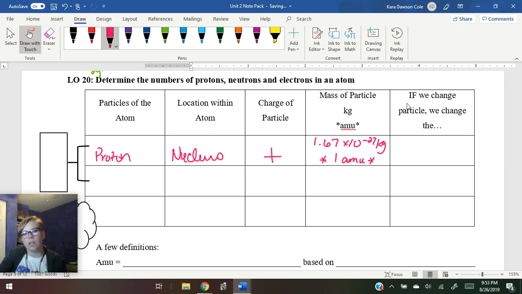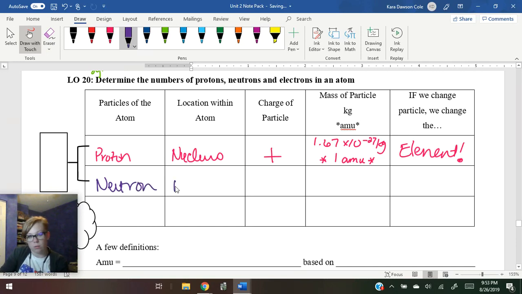So if we change the proton, we change the element. Okay. And then we have the neutron.